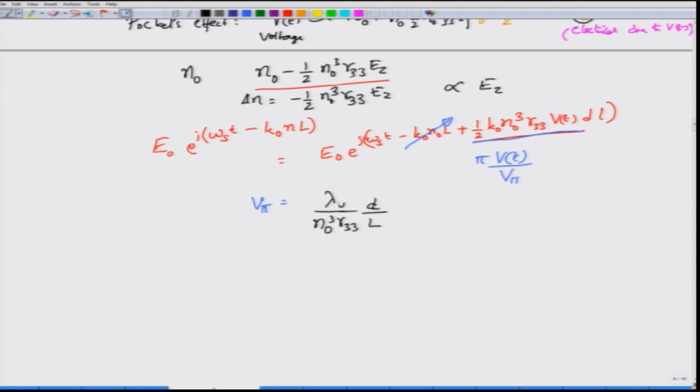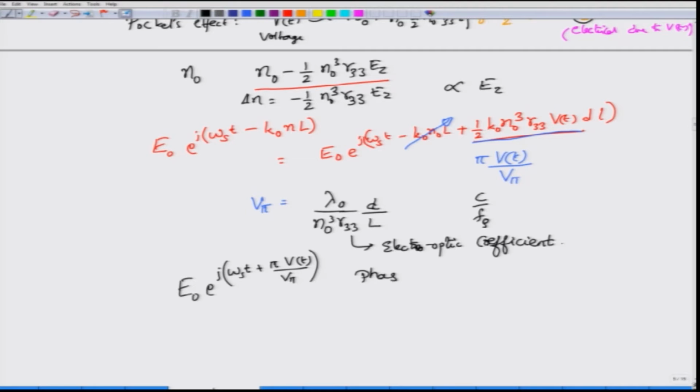Lambda 0 is the free space wavelength. Free space wavelength is given by C by f0 or f, whatever the frequency that we have applied. So, our frequency was fs, and R33 is called as the electro-optic coefficient. This is called as electro-optic coefficient, okay. So, this V pi is called as the half wave voltage because your output, which is now written as e power j omega st plus pi V of t by V pi, right. This is now a phase modulated wave, correct.